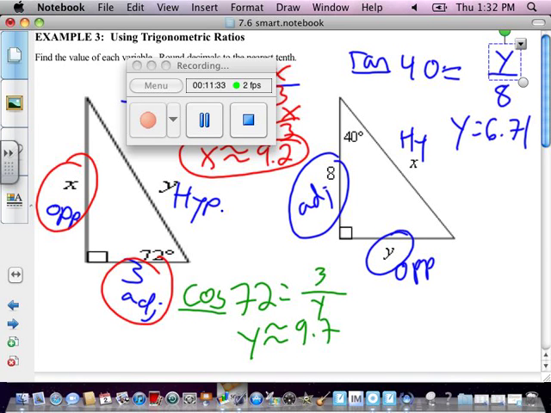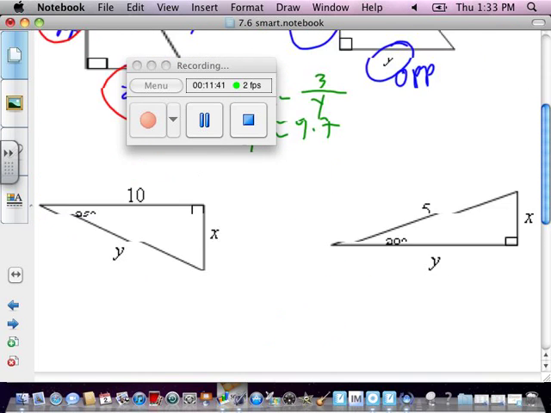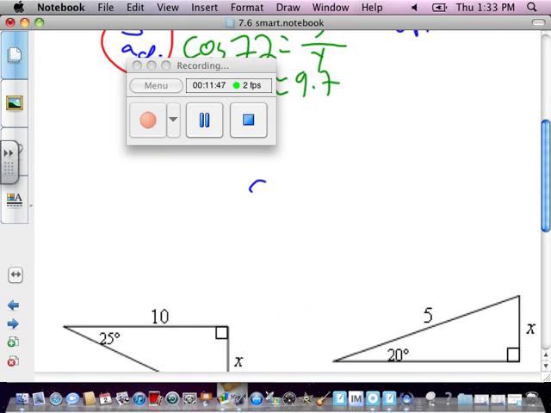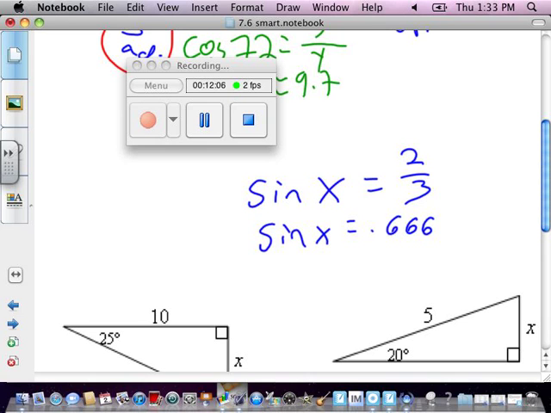The rest of them are very, very similar to that. I do want to show you something because 5th hour will have a sub tomorrow. Okay? And tomorrow, what you're going to look at is if I give you the sine of x equals 2/3. Please take out your calculator. Okay, 2/3 as a decimal would be 0.6667, okay?